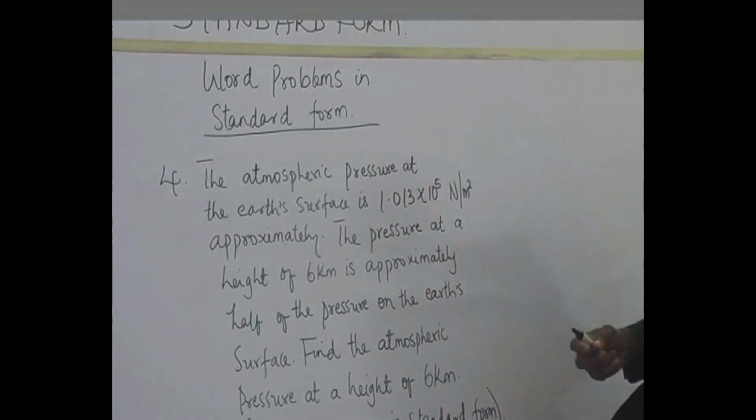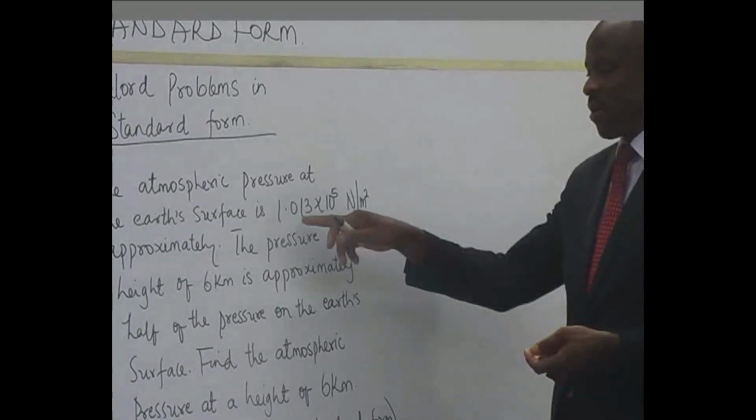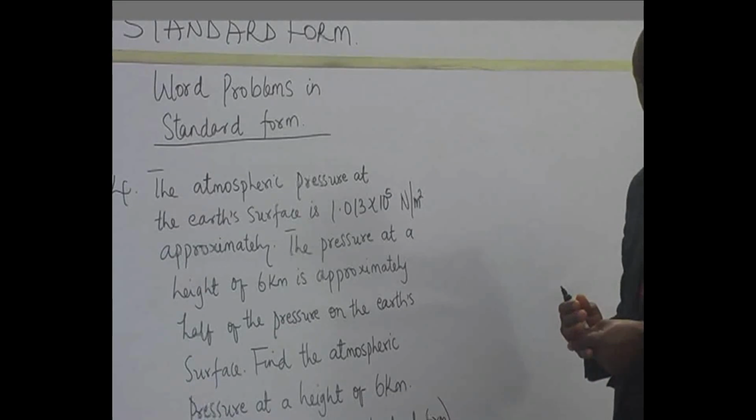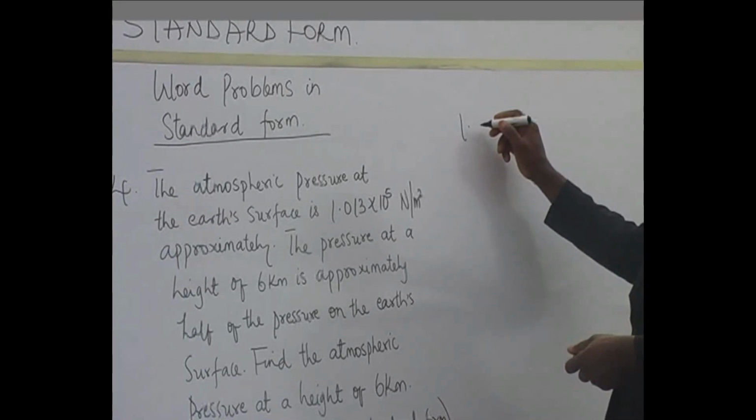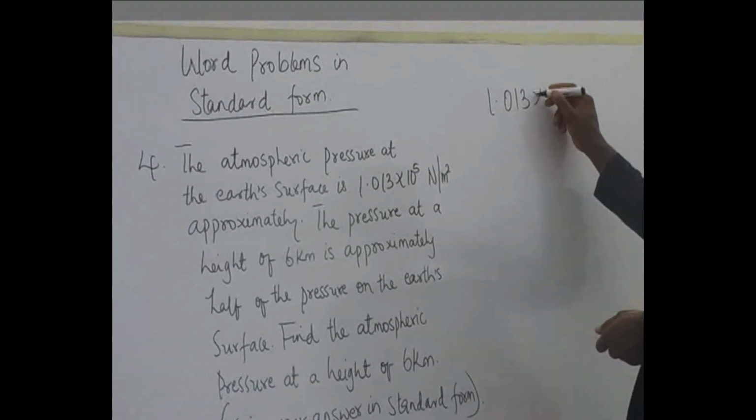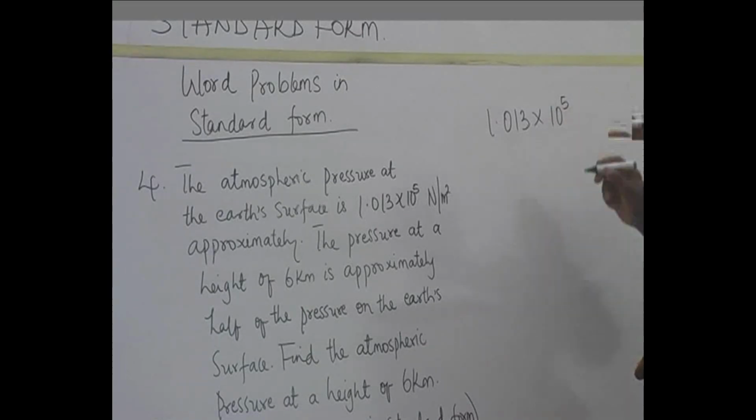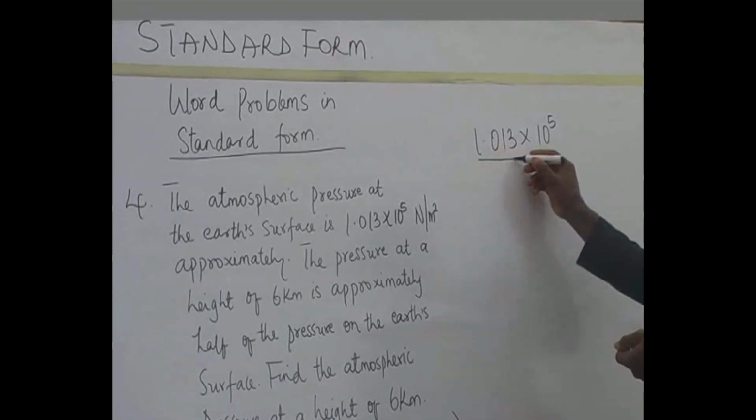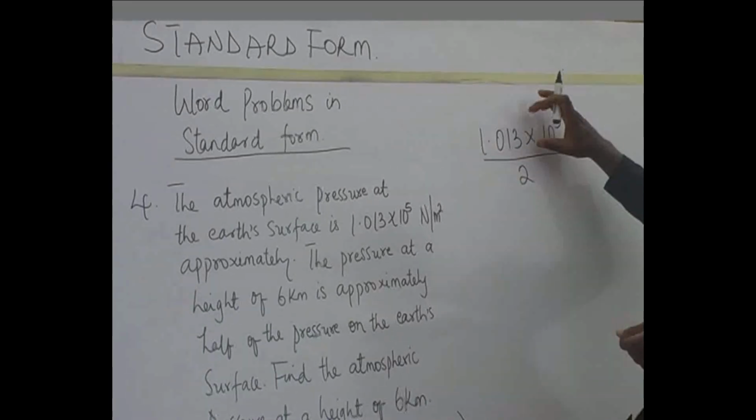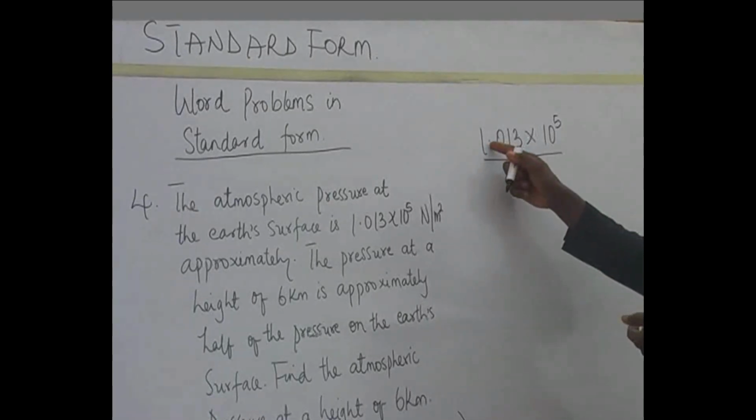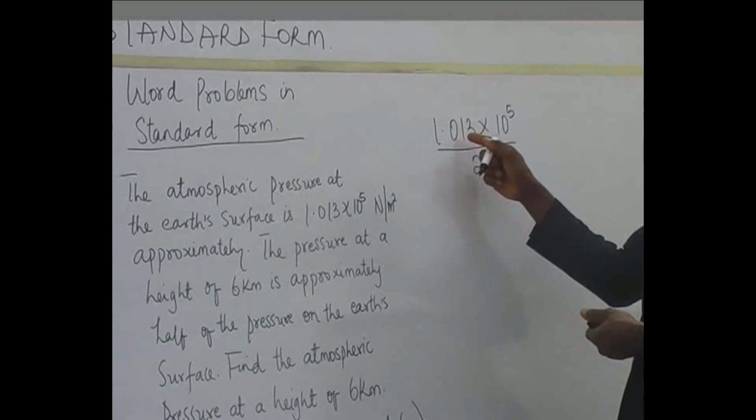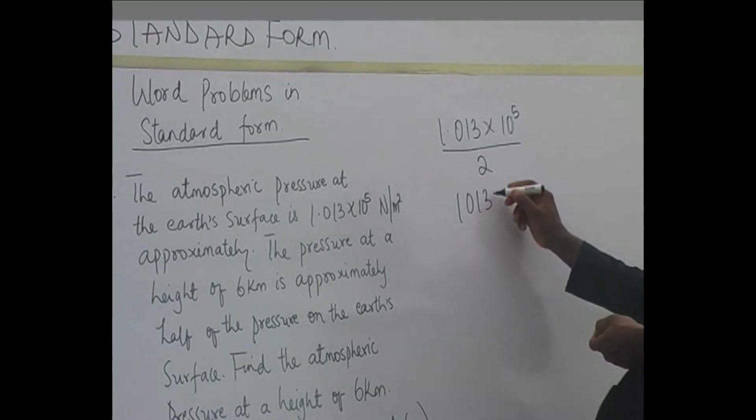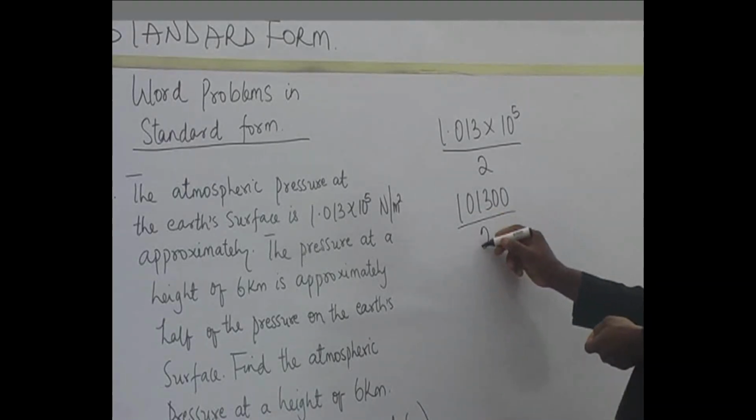All this long grammar, what it wants us to do is to find half of 1.013 times 10 exponent 5. That's all. Write out the number 1.013 times 10 exponent 5 divided by 2. That is what they are asking for. Write this number in ordinary form. That means you are going to move this decimal point towards the right 5 places. It's going to now be 101,300 divided by 2.